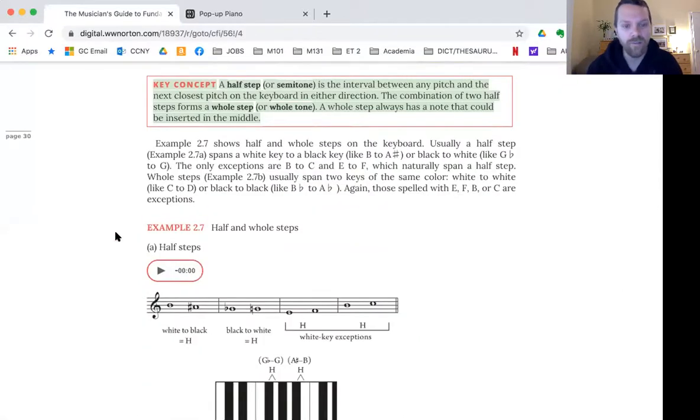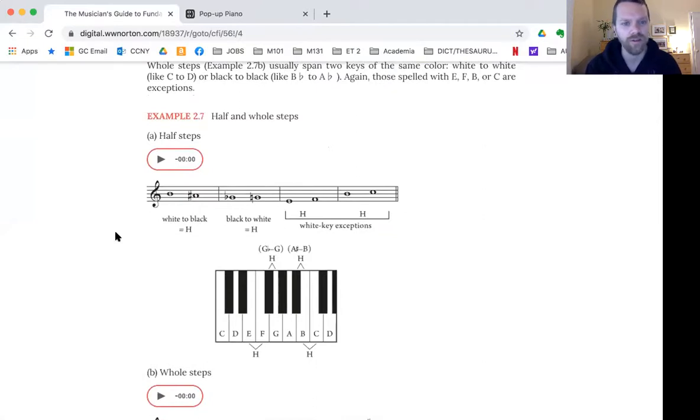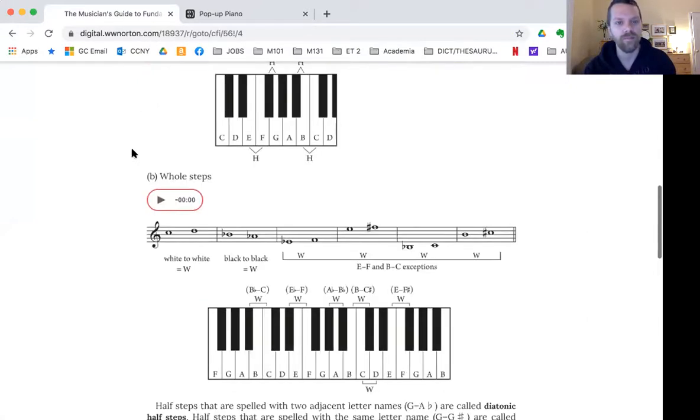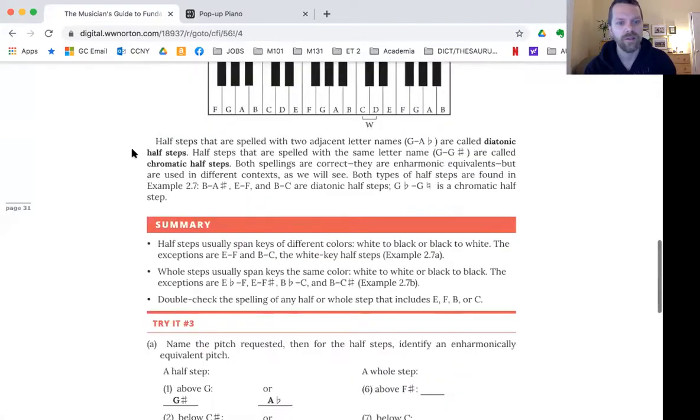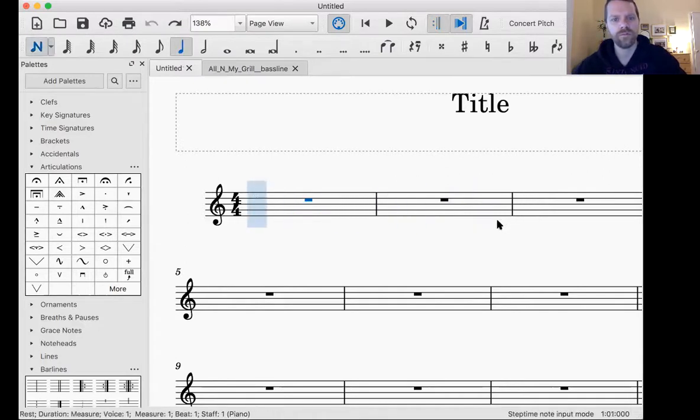So that's the half step and the whole step. And then your book does a good job, I think, of looking at different ways of conceptualizing these on a keyboard and other things like that. And then if that works for you, that's fine. It might help you think about them on, let's look at the staff here, of all this stuff.